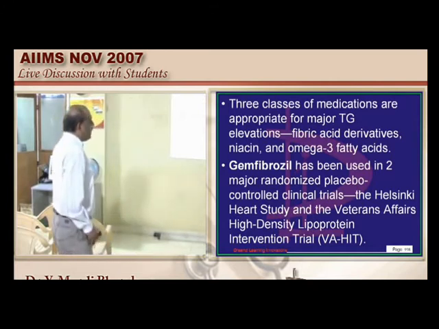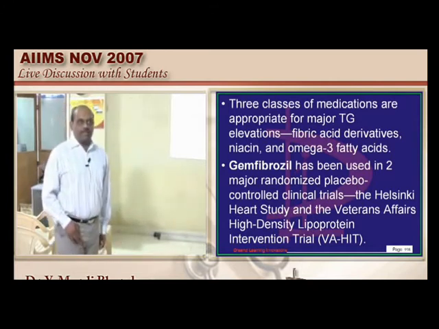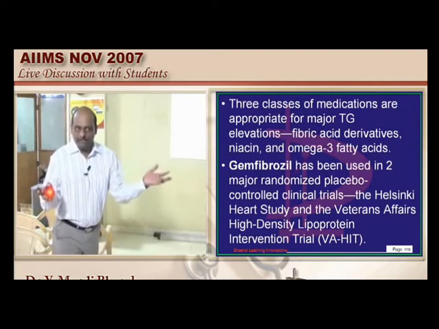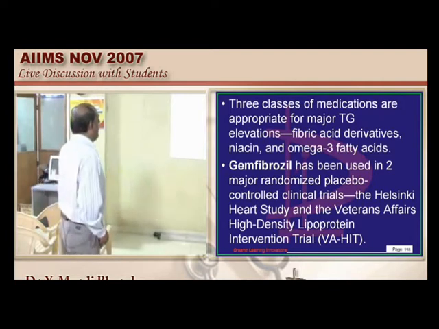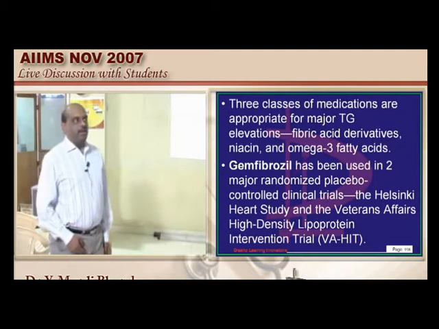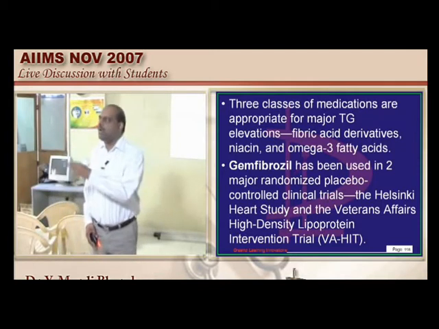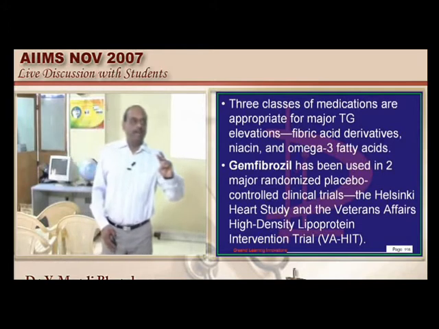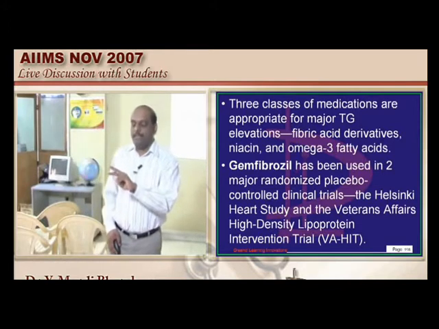So type 3 is called dysbetalipoproteinemia, otherwise called broad beta disease, and it is also called remnant removal disease. Now what is the close mimicker to the type 3 type of dyslipidemia, doctor?